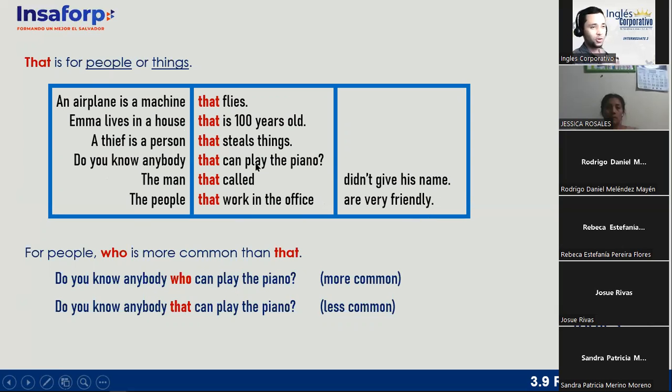So if you are not sure, if you start wondering, hey, should I use who or which? Who or which? Well, if you don't know, you can use that. For defining relative clauses, like the ones we're studying right now, that is okay.